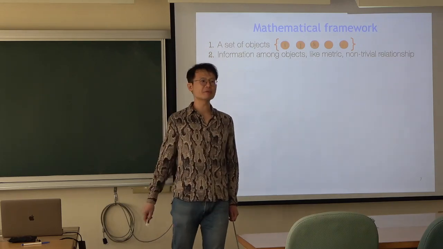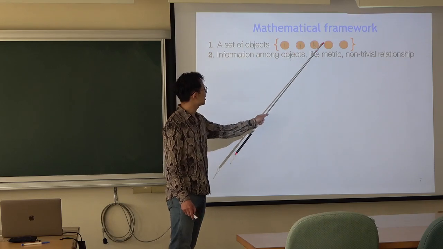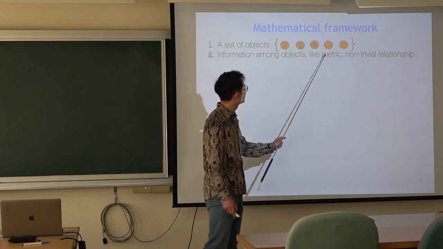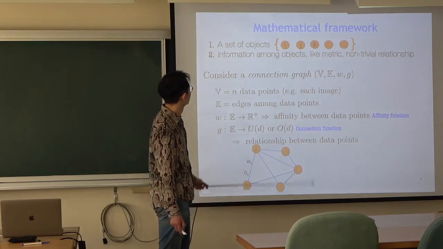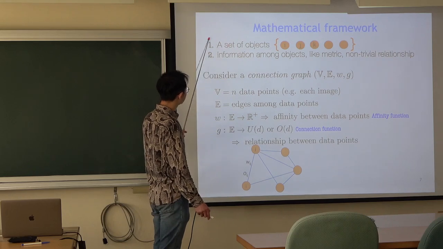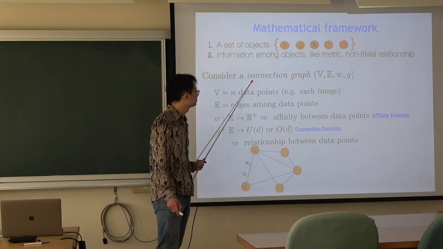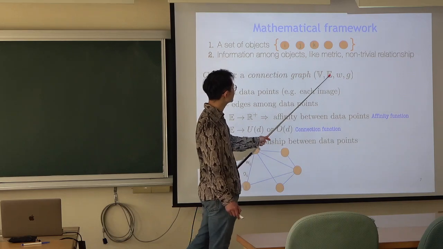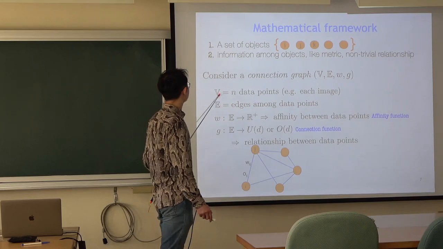Okay, so the mathematical framework is the following. Now you have a set of objects, I, J, K, etc., and you get information among objects. For example, you have a matrix, a non-trivial relationship, connection. So what we do is we convert this set of pieces of information into something called a connection graph, which is V, vertices, E, edges, W, affinity, G, connection, defined in the following way.